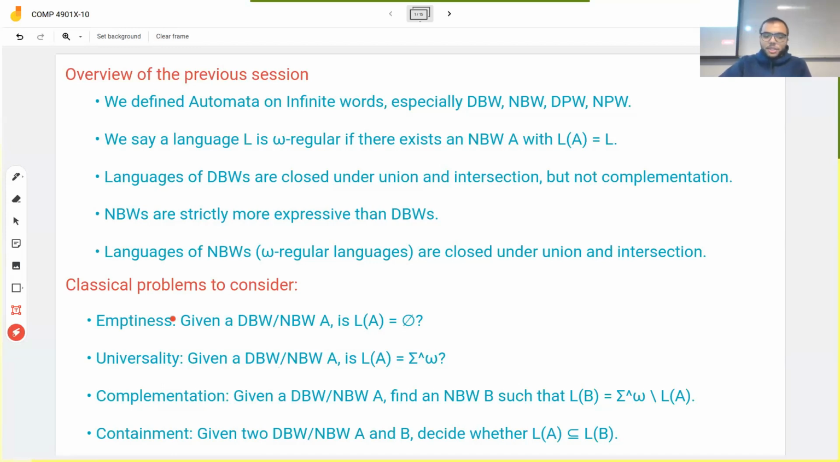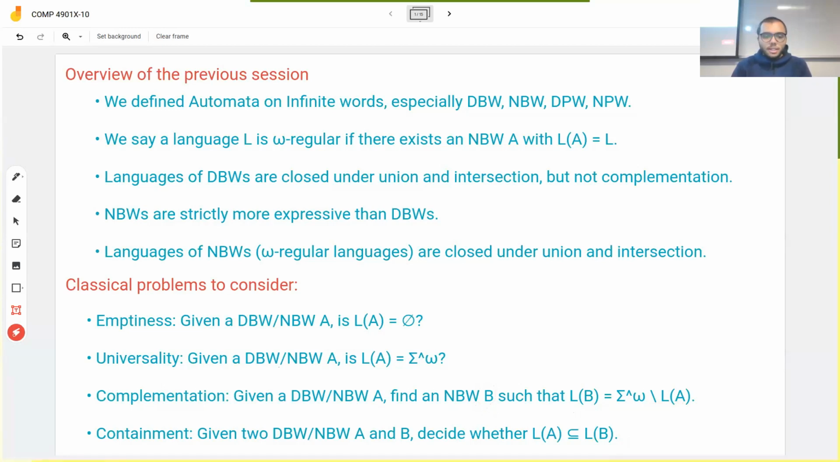Then we have complementation, which is actually the main problem that we want to talk about. I give you an automaton A, and it can be deterministic or non-deterministic, I don't care. I want you to find another automaton B such that the language of B is the complement of the language of A. This is the main problem that we have to solve. And finally, we have containment. I give you two different automata, A and B, and I ask you, is the language of A a subset of the language of B?